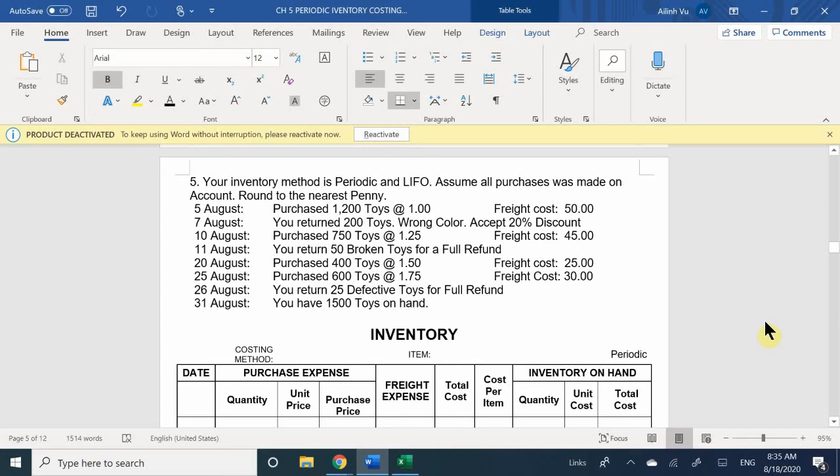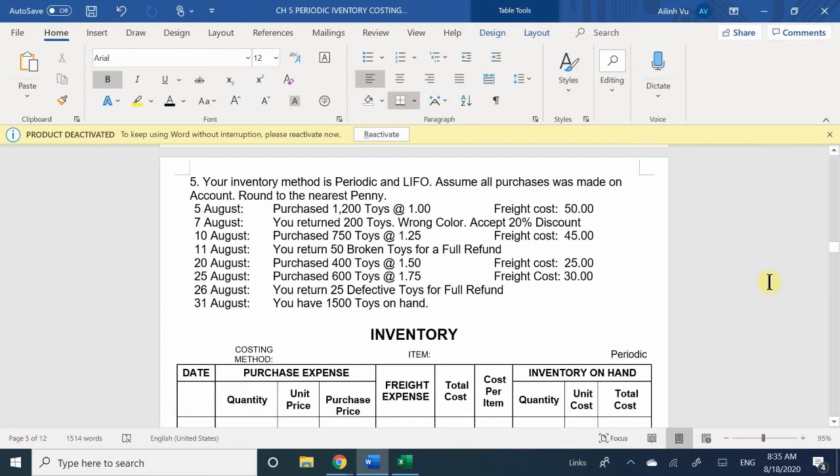Okay. So number 5 is your inventory method is periodic and it's LIFO. Yesterday we did FIFO. Today we're doing LIFO. Assume all purchases were made on account. Round to the nearest penny.